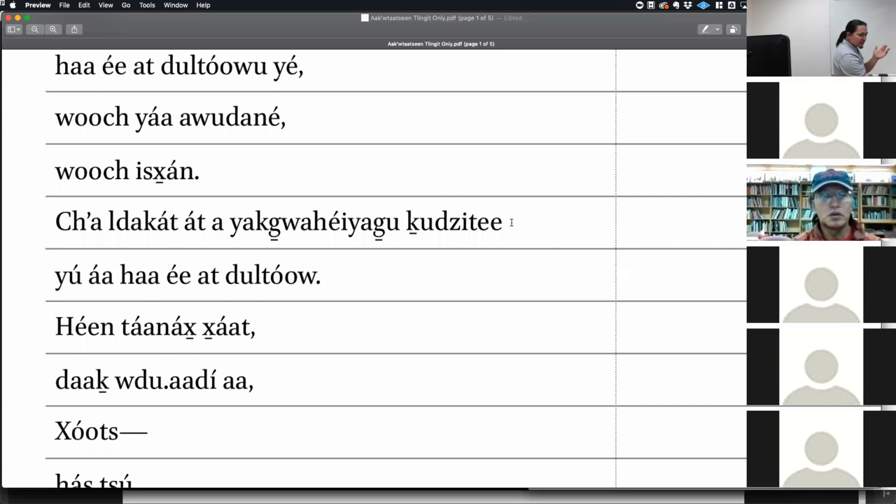How are we going to interpret this one? All things have spirit. What's that? All things have spirit. Everything has a spirit. This is how you say it in Tlingit. As you're teaching people, you're talking about the Tlingit belief system.